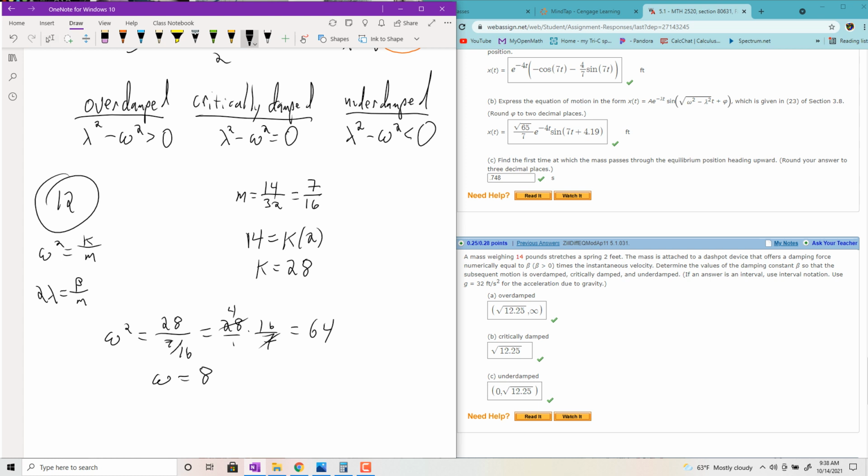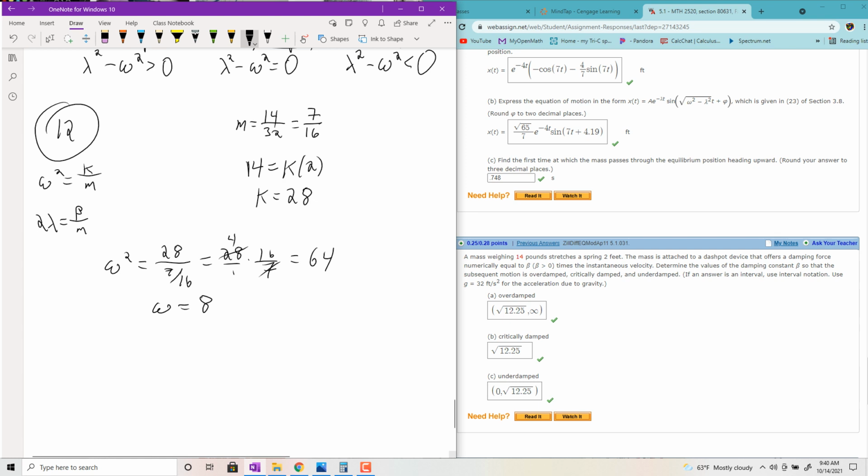Then for 2 lambda, I need the beta value. And it's saying that the damping force is numerically equal to beta times the instantaneous velocity. That means they're not giving you the beta value. So you're not really told the beta, right? So 2 lambda then is going to be just regular old beta all over the m value, which we found to be 7/16. So you can rewrite this as 16 beta over 7 if you want.